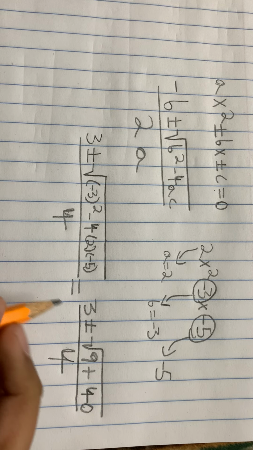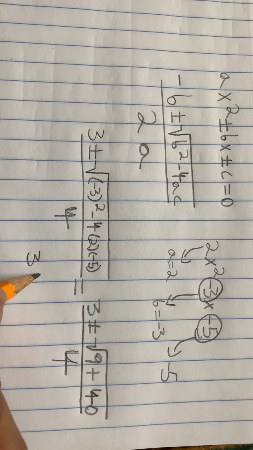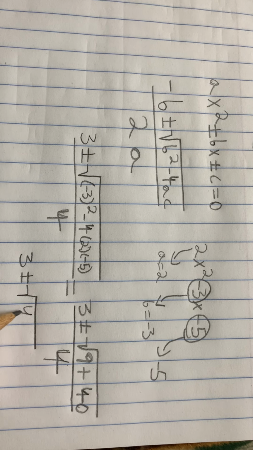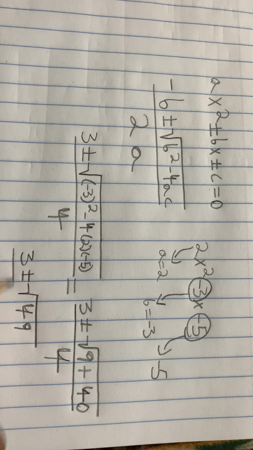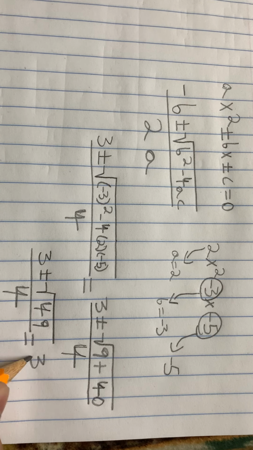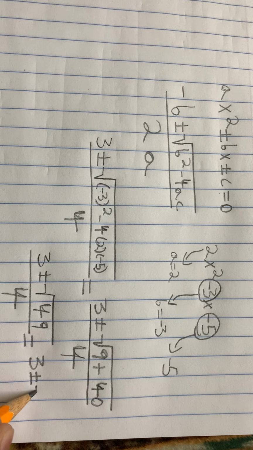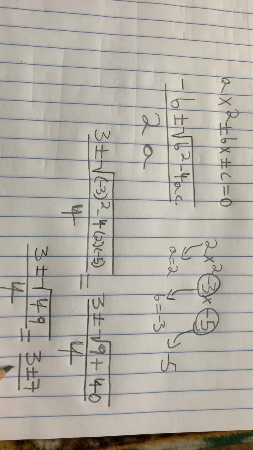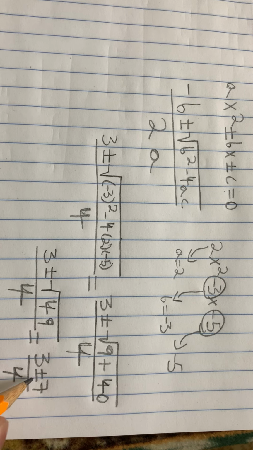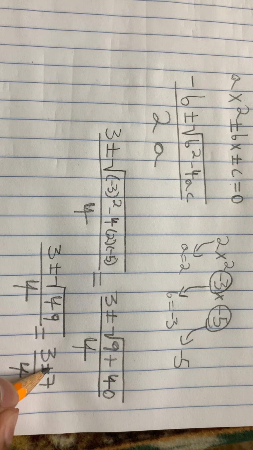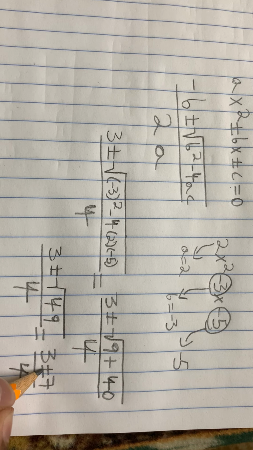Okay, so then we'll simplify it to 3 plus or minus square root of 49 over 4. The square root of 49 is 7, so we'll just do this as 7 over 4. And plus or minus just means that you can get two solutions. One will be the addition one and one will be the subtraction one.